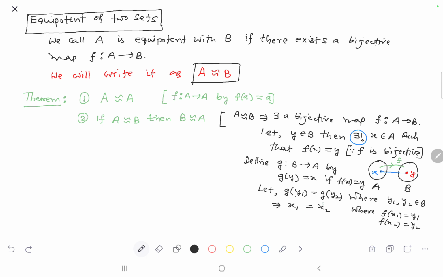So what should we get here? What do we want to prove? We want to prove y1 equal to y2, right? Now if you apply f on both sides, f of x1 equals f of x2. Now f of x1 is y1, so y1 equals y2. So injectivity is done. Now we do the surjectiveness, right?